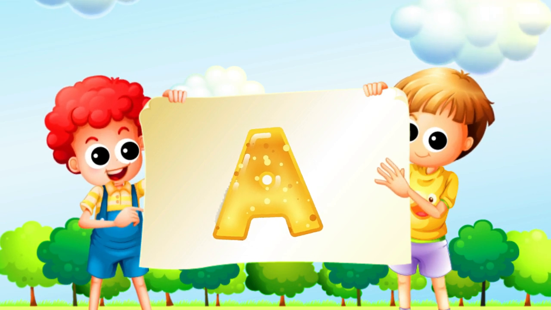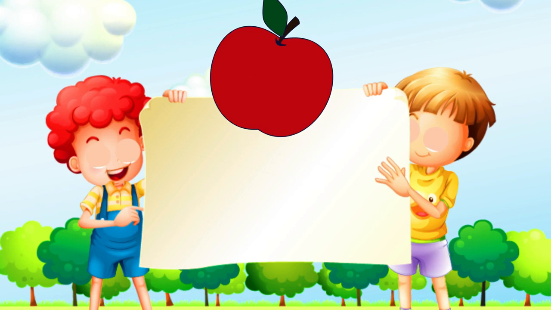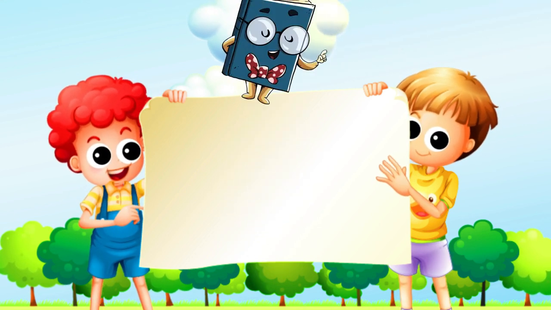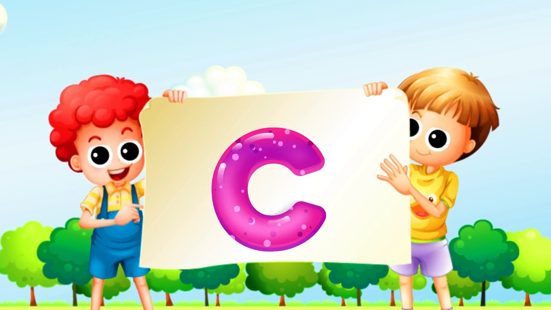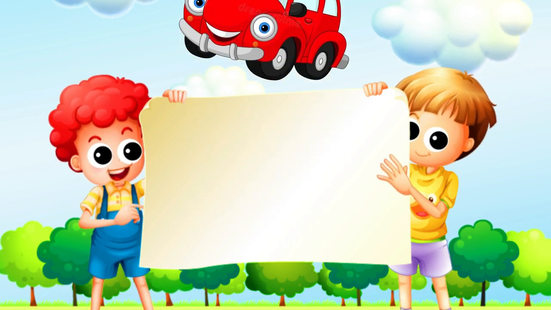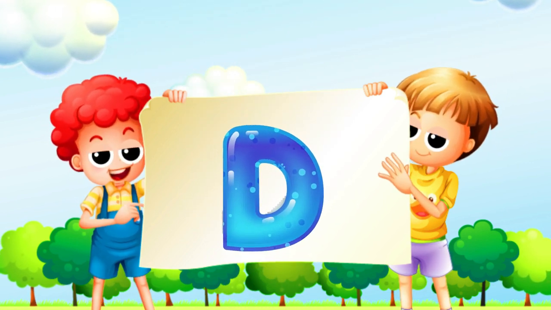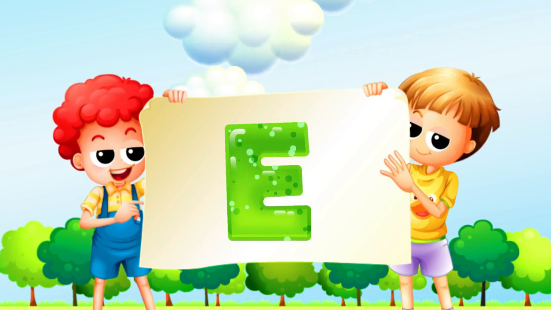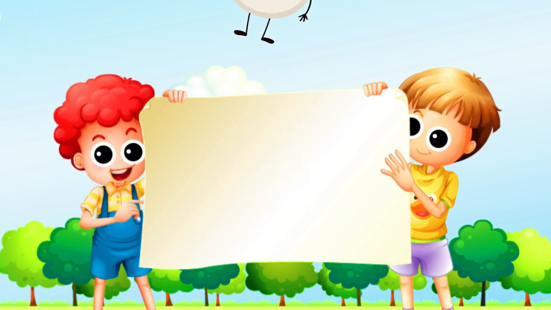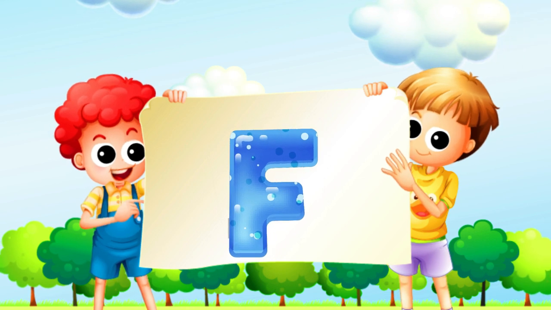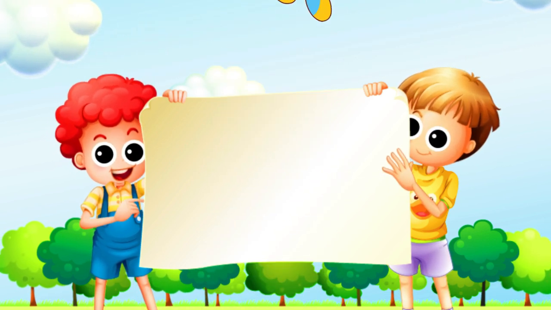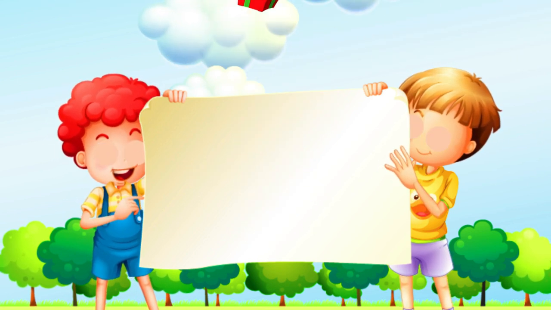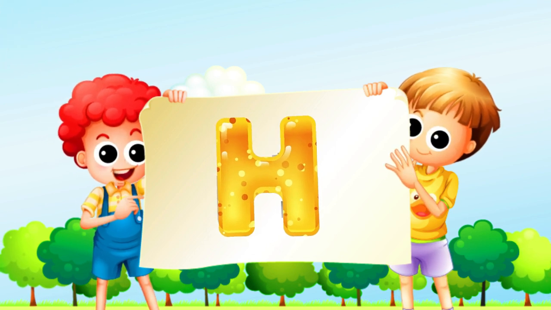A is for apple. B is for book. C is for car. D is for door. E is for egg. F is for fish. G is for gift. H is for hat.